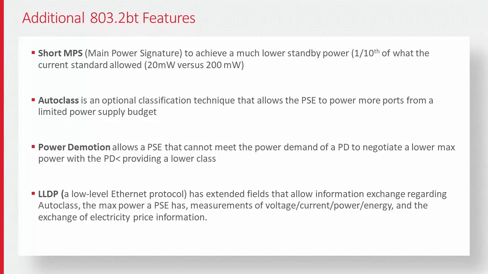So the maintained power signature was kind of this 6.5 milliamp pulse that needed to occur within this window. And we've got this short MPS feature now so that we don't have to consume as much power just to deliver that. And so the short MPS versus the previous MPS has about 1/10 of the existing power cost just for a PD to remain active on the line. So that's one big feature. In the lowest power mode, the PD can consume 1/10 of what it used to have to consume.